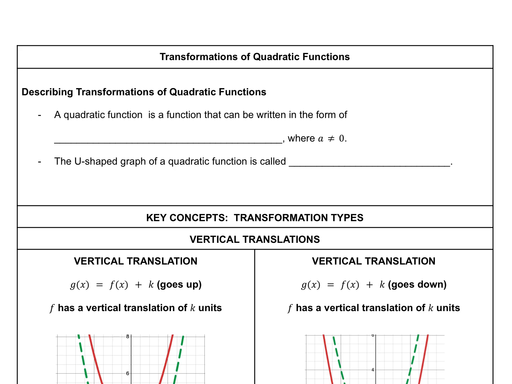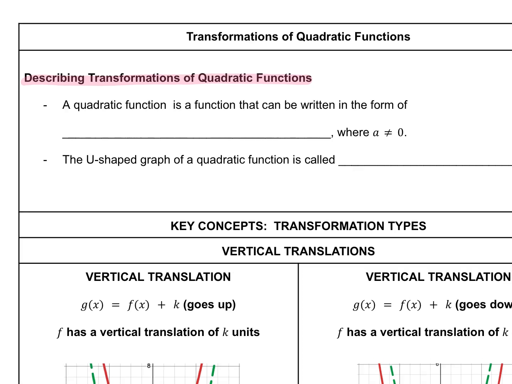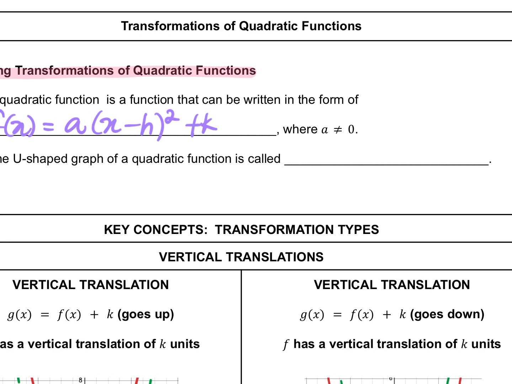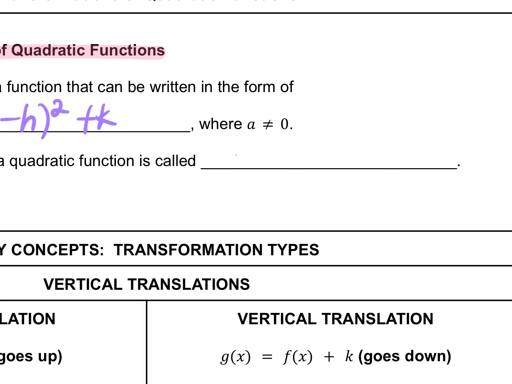Transformation of quadratic functions. Describing transformations of quadratic functions. A quadratic function is a function that can be written in the form f(x) = a(x - h)² + k, where a is not equal to 0. The U-shaped graph of a quadratic function is called the parabola.